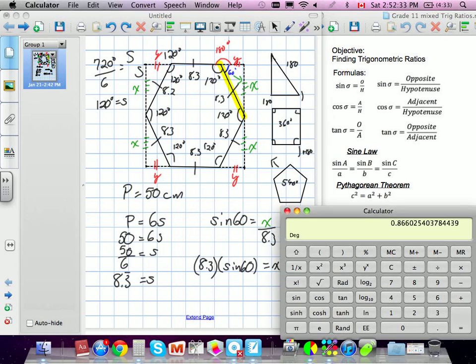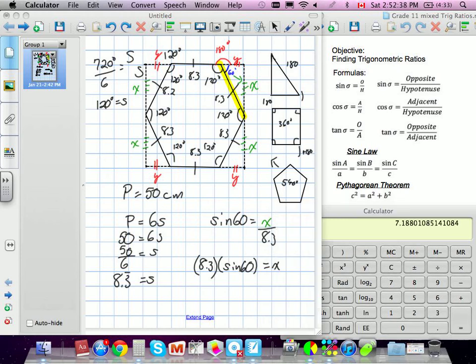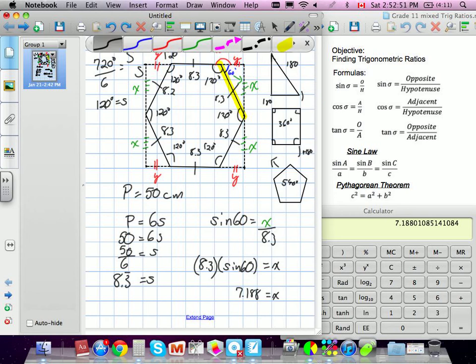7.188. Okay. So those are the heights of both x's. So if one of those x's is 7.188, what's the total height of this box, or the width of this box we've made?